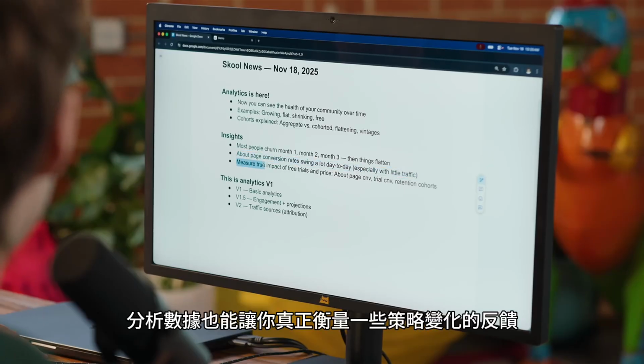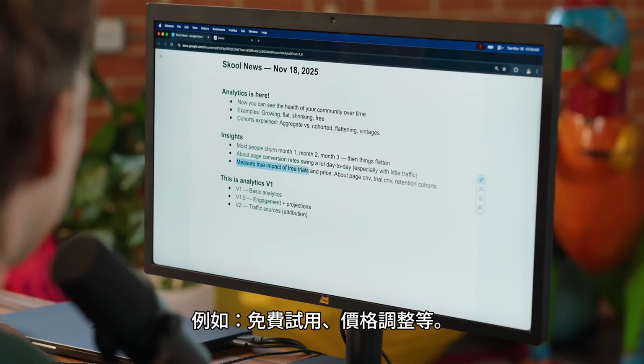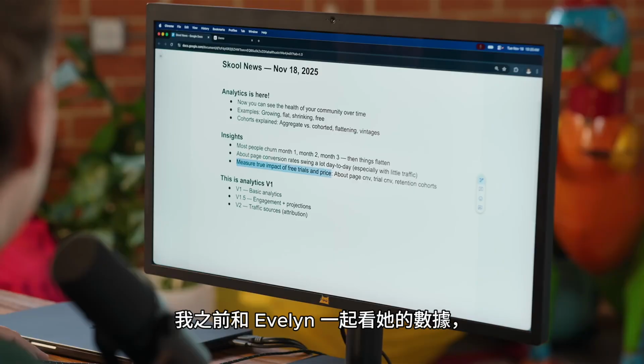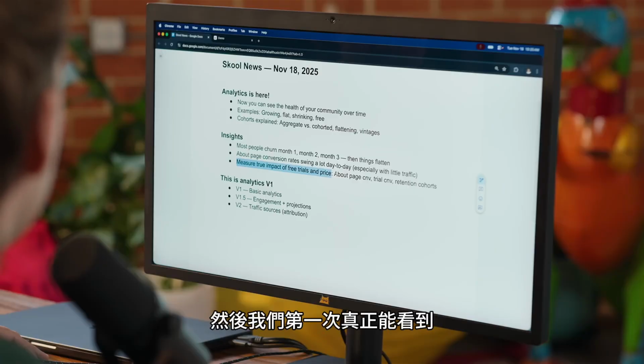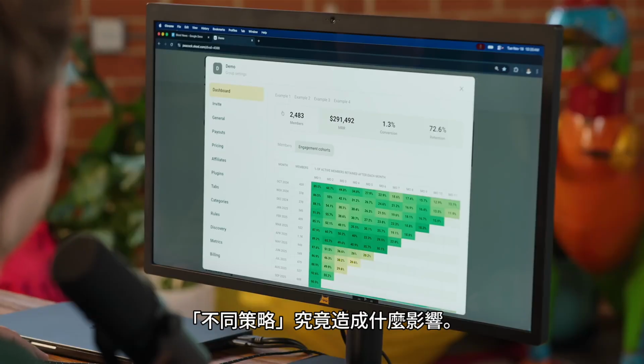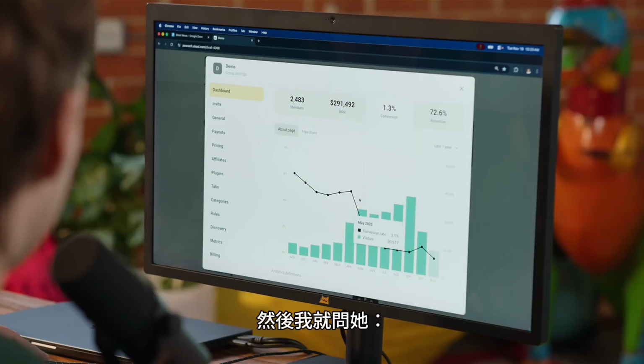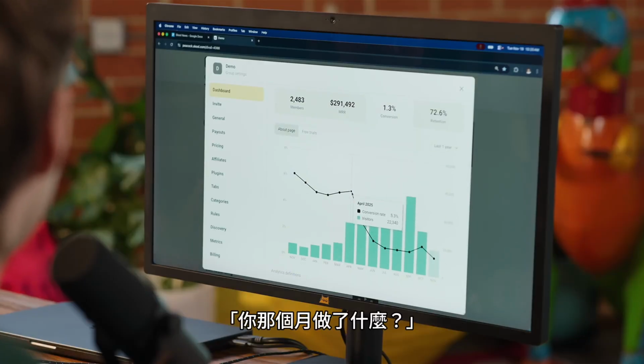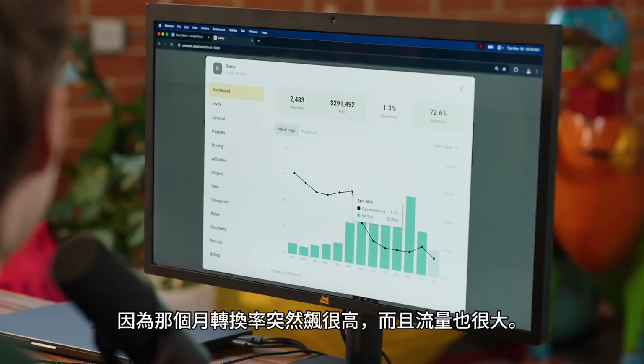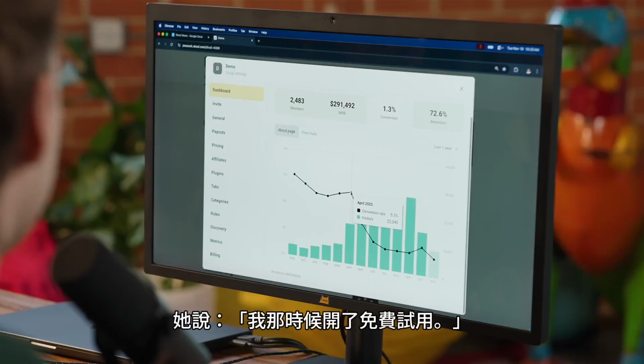This also allows you to measure the true impact of things like free trials and price changes. I was looking at Evelyn's stats with her, and for the first time we were really able to see what different things did. We were able to look at conversion rate over time. And then I was like, oh, what were you doing this month? Because conversion rate was right up and you had a lot of traffic. And she said, oh, I had a free trial on.